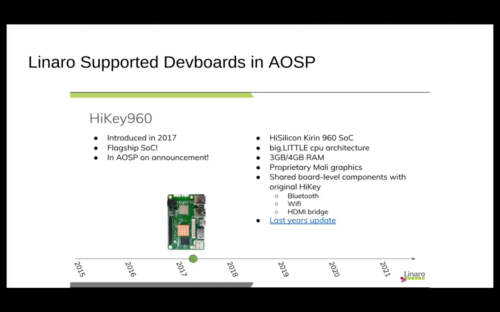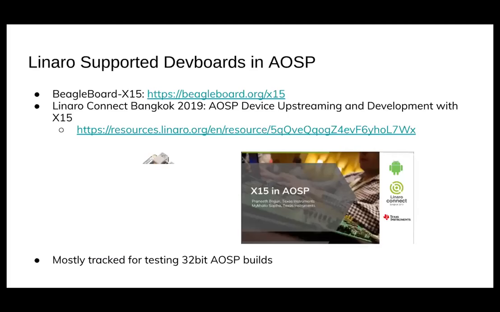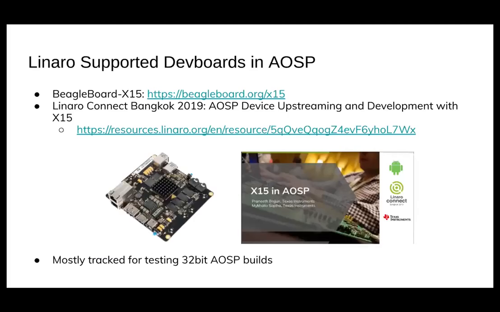HiKey 960 filled the HiKey void over time. It is based on the HiSilicon Kirin 960 and is still actively being tested in Linaro. But it suffers from the same proprietary Mali issues the original HiKey had. Next up is the BeagleBoard X15. Features are not actively being worked on for this device as such, but it is supported nevertheless to keep 32-bit AOSP build testing going on.